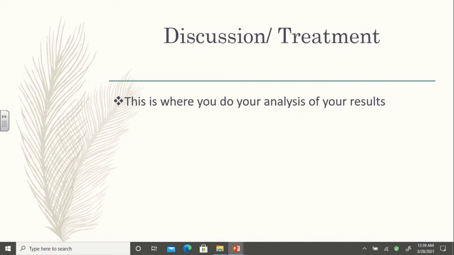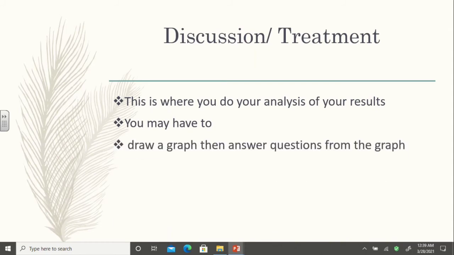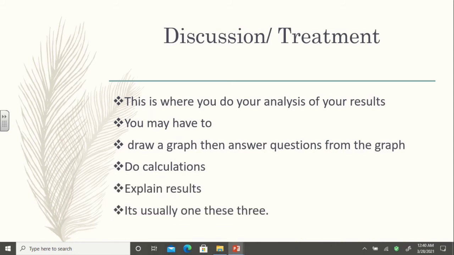Or I may plot a graph. I could plot a graph to explain my results, and then from the graph I answer questions. Or I could do some calculations. So you may have to draw a graph and then answer questions from the graph. You may do calculations, and you may have to just explain your results.